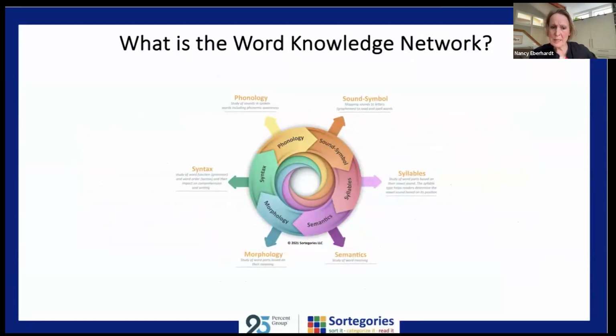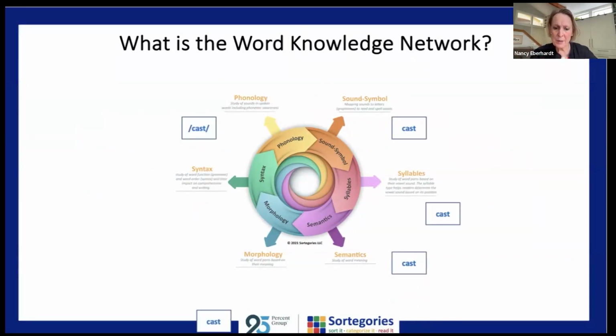We conceptualize this using this graphic we call the word knowledge network. And the idea of this is that that same word, cast, is made up of sounds. Cast is represented by letters, C-A-S-T, becomes a type of syllable with a short vowel, cast, that becomes part of bigger words like castaway. It's a word that has meanings, multiple meanings, some of which I might know, some of which I might not as a student, and it's our job to be sure that they're broadening their knowledge about a word and its meanings.